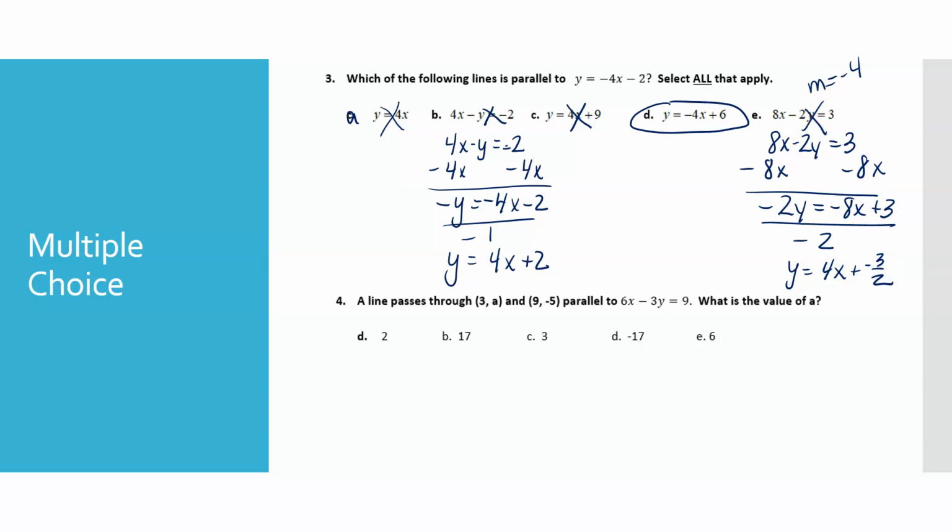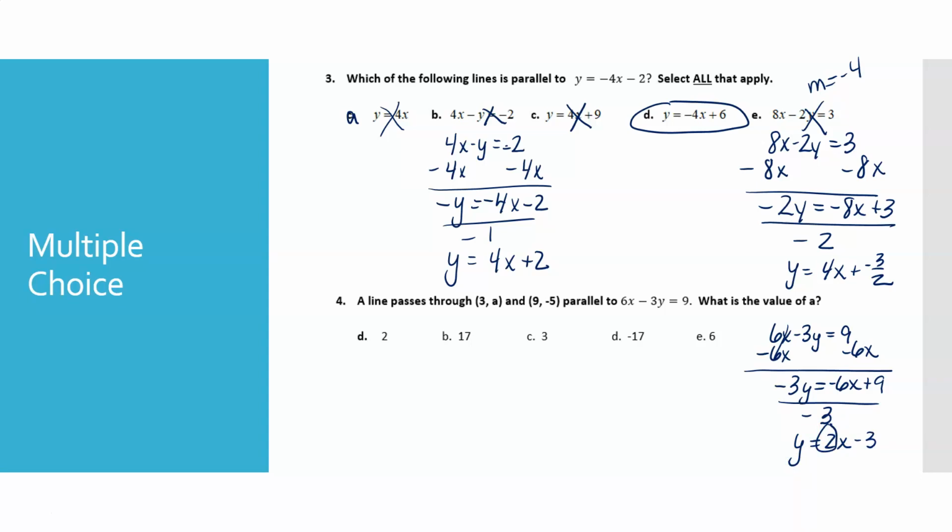Okay, I'm going to show you a way to figure out number 4. Hopefully I'll have time, otherwise I might have to go to another video. So let's figure out the slope here first. If I subtract 6x from both sides, I have negative 3y equals negative 6x plus 9. And I'm going to divide by negative 3, so I have y equals 2x minus 3. So I'm looking for a slope of positive 2.